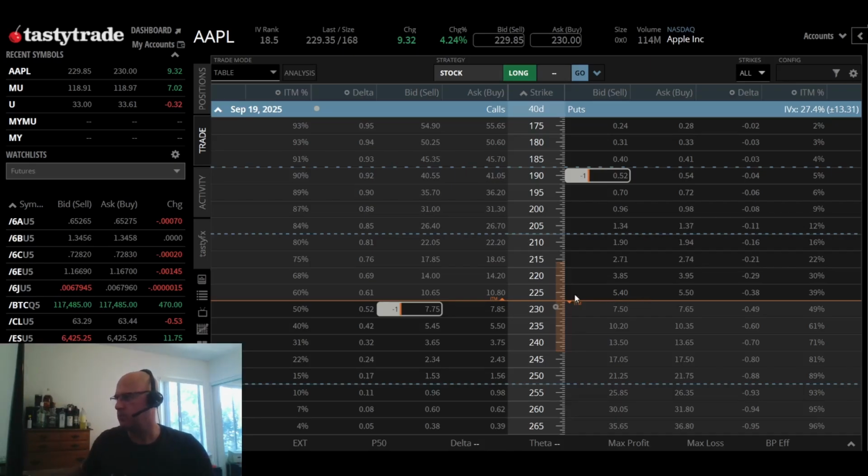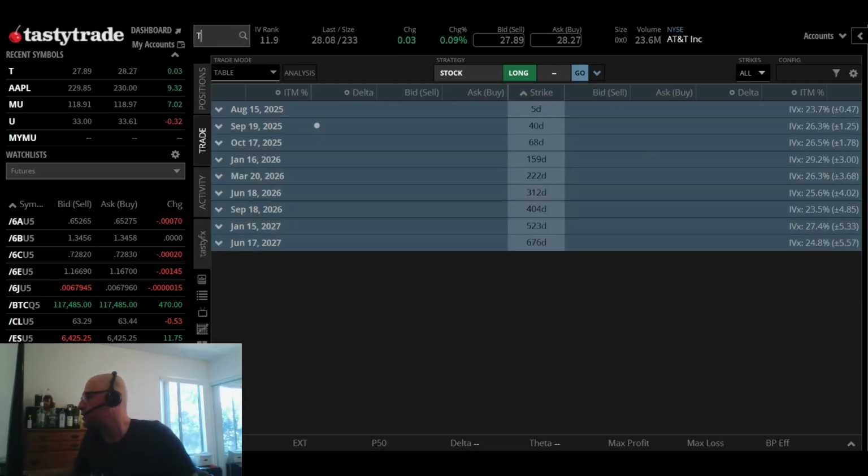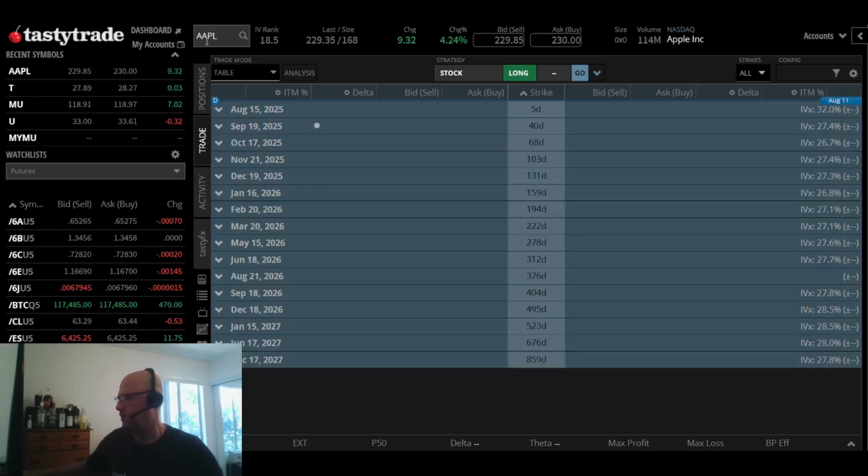Okay, so let's go to a lot cheaper stock. Again, this is pretty straightforward and obvious. Let's go to AT&T, which is like a $27 stock, so it's significantly cheaper. And again, you'll see the first out of the money put is right here. I have a position in AT&T, and that option is only trading for 38 cents. So significantly cheaper.